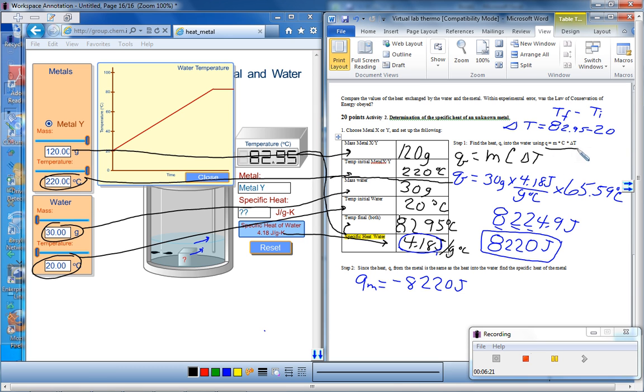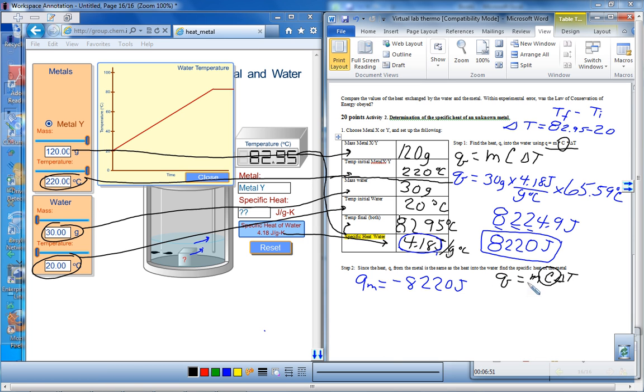So what we want to do is take this equation here, our Q is equal to mc delta T, and find the specific heat. That's what they're asking us for. Find the specific heat of the metal. So let's write that Q is equal to mc delta T. We want to solve it for C, so we can find the specific heat of the metal.